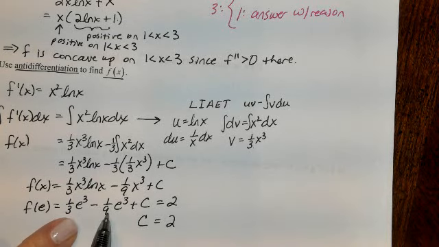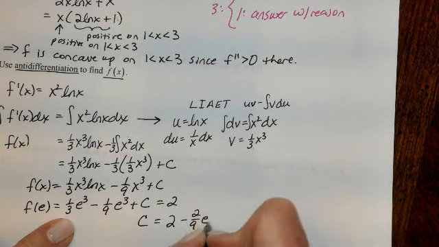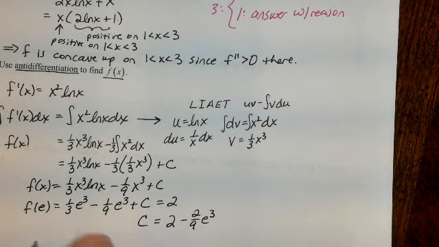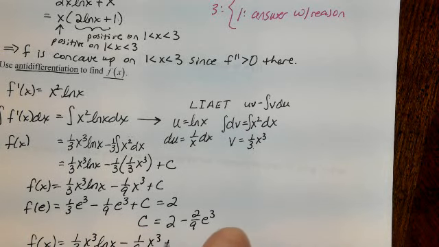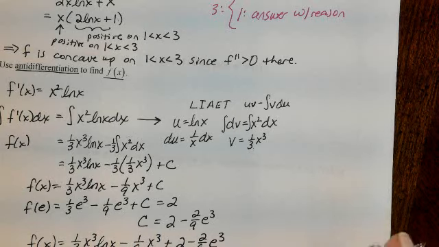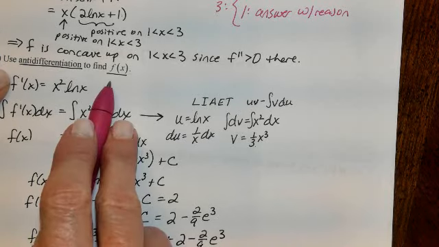So c is 2. Let's go ahead and combine these, you guys. 1/3 is 3/9. 3/9 minus 1/9 is 2/9, right? So 2 minus 2/9 e cubed. So f of x will be 1/3 x cubed ln x minus 1/9 x cubed plus 2 minus 2/9 e cubed. Okay. So there's my f of x. I used it to find f of x.